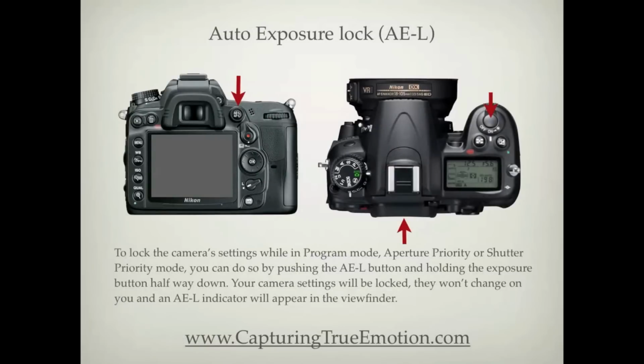To lock the camera's settings while in program mode, aperture priority, or shutter priority mode, you can do so by pushing the AEL button and holding the exposure button halfway down. Your camera settings will be locked. They won't change on you, and an AEL indicator will appear in the viewfinder.